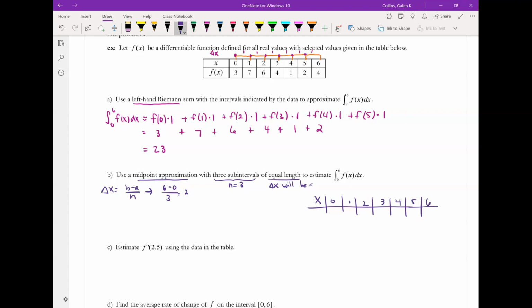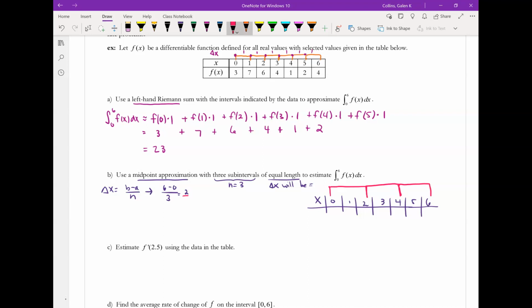If we are doing a midpoint approximation with 3 subintervals where delta x is 2, I need to start at 0, add 2 to that number, and that's the boundary of my first rectangle. Then starting at 2, add 2 to that number, that brings me to 4. Starting at 4, add 2 to that number, that brings me to 6.